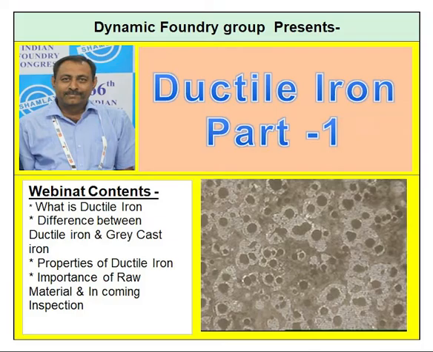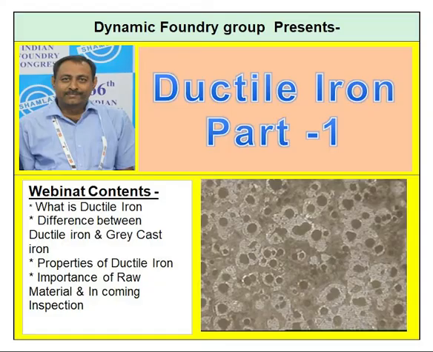These are the various grades of ductile iron: 400 by 12, 400 by 15, 450 by 10, 500 by 7, 550 by 6, 600 by 3, 700 by 2. These are the common or popular grades of ductile iron we normally produce. In this, as I have told you, 400, 450, 500 are the tensile strengths, whereas the second numbers, 12, 15, 10 and 7, are the elongation figures.